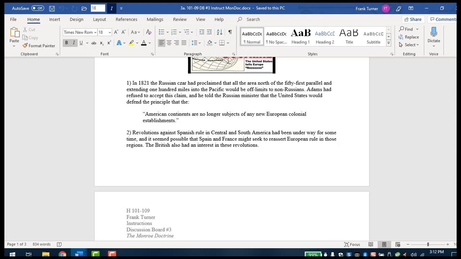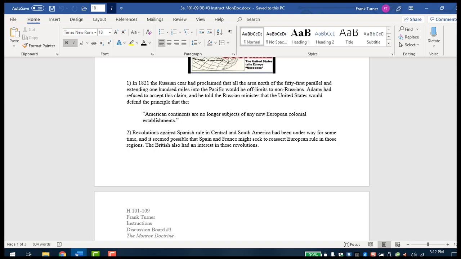Adams refused to accept this claim, and he told the Russian minister that the United States would defend the principle that American continents are no longer subjects of any new European colonial establishments. So it's the act of the Russians that inspires Monroe to make the stand. The Russians irritate him by saying that you can't come within 100 miles of our coastline. And Monroe responds by saying, okay, I'm going to cut off all further expansion in North America, okay?